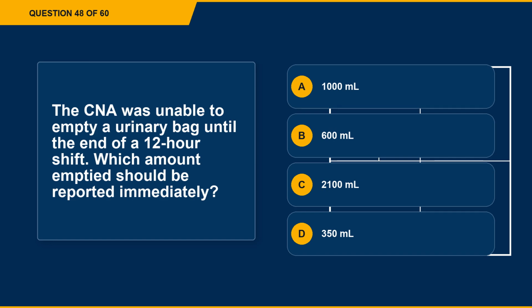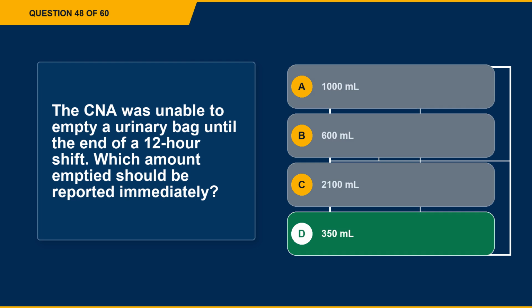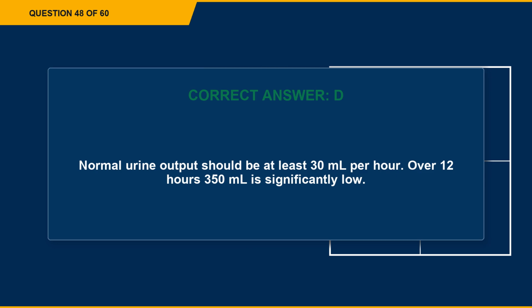Question 48. The CNA was unable to empty a urinary bag until the end of a 12-hour shift. Which amount emptied should be reported immediately? Option A, 1,000 milliliters. Option B, 600 milliliters. Option C, 2,100 milliliters. Option D, 350 milliliters. The correct answer is option D, 350 milliliters. Explanation: normal urine output should be at least 30 milliliters per hour. Over 12 hours, 350 milliliters is significantly low.